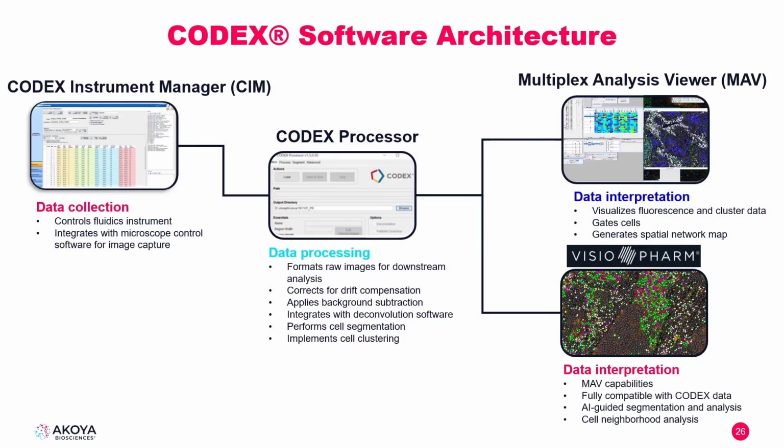The third part of the Codex system is our software, the Codex Instrument Manager, or CIM, which controls the fluidics and the microscope as a virtual user during acquisition, the Codex Processor, which performs drift compensation, deconvolution, and other algorithms that ultimately allow for cell segmentation and the generation of single-cell data, and the Multiplex Analysis Viewer, or MAV, which allows for visualization and subsequent analysis. In addition to the Codex software suite, we also offer VisioFarm, which integrates with the MAV and is able to work with the Codex data, or as another option, you are able to use your own analysis pipelines for subsequent analysis once you've done your Codex experiment.